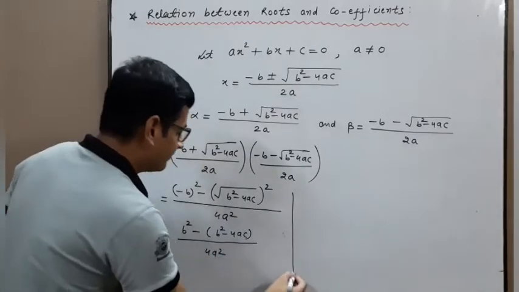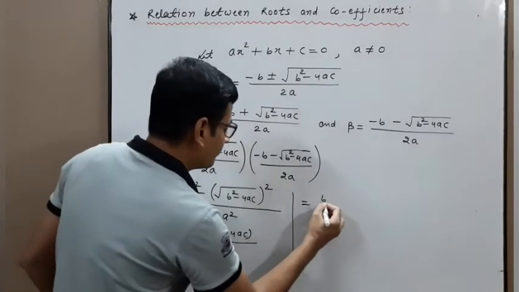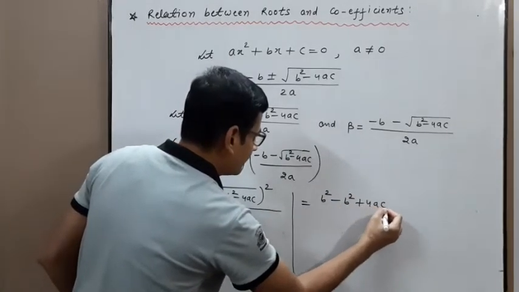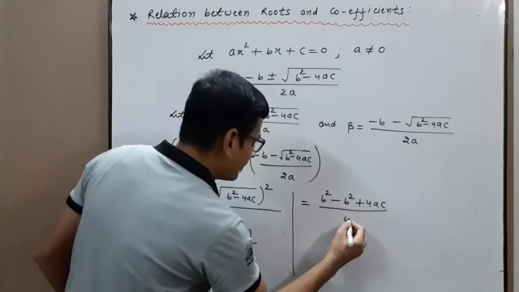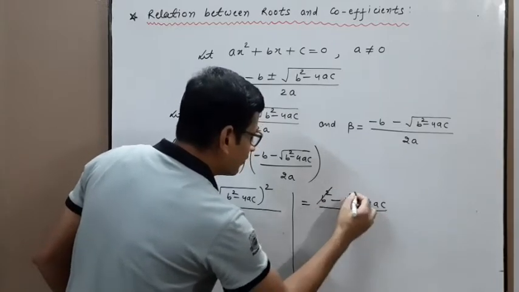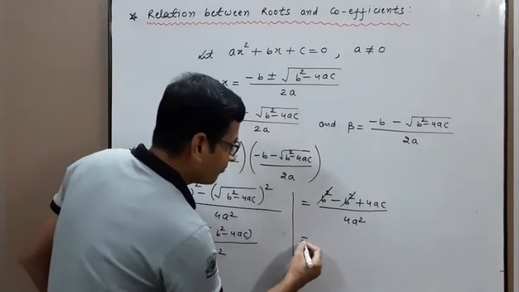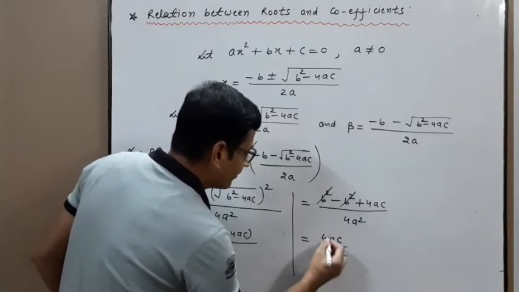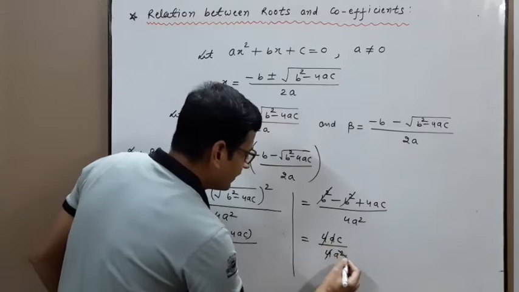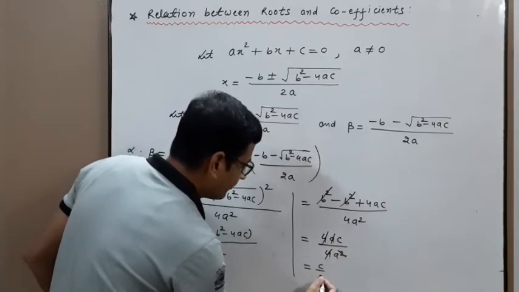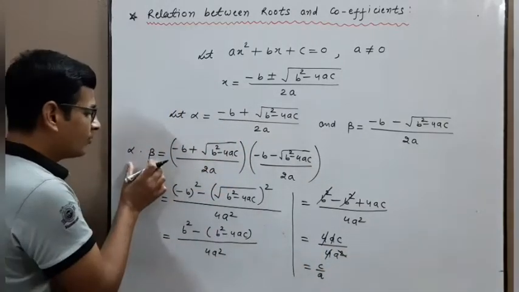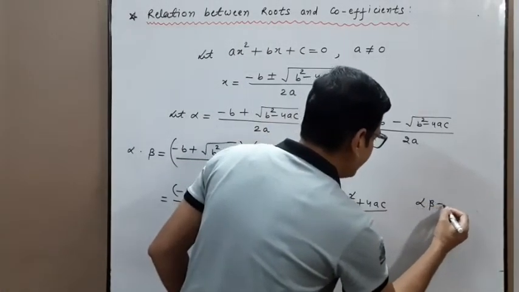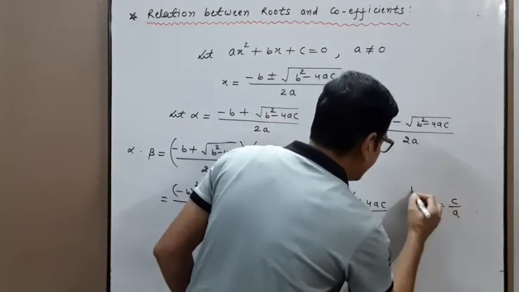Next step: equal to b square, open bracket, minus b square plus 4ac, upon 4a square. The b square cancels with b square. So 4ac upon 4a square. 4 and 4 cancel, a and a square cancel. So we get c upon a. So the product of roots is equal to c upon a. Summary: alpha into beta equals c upon a.